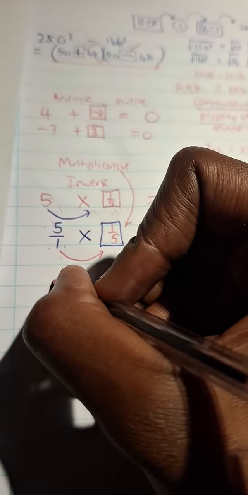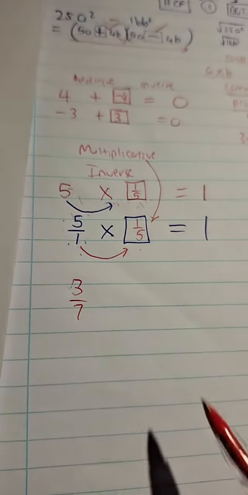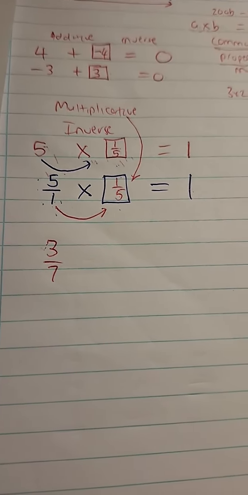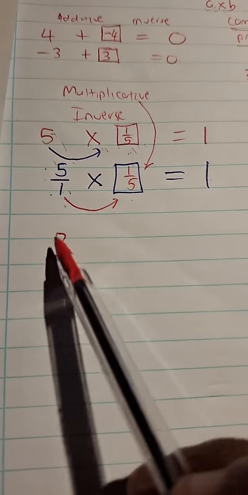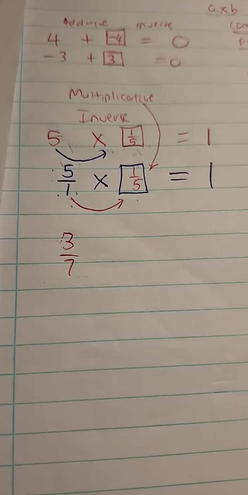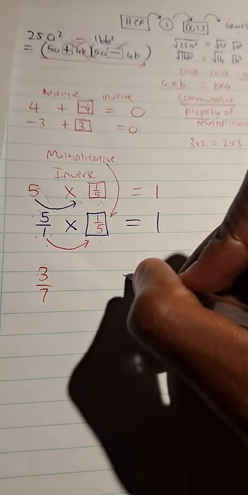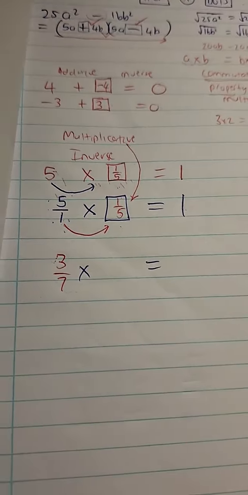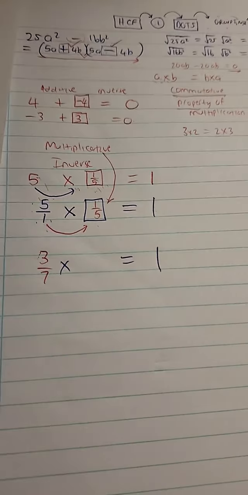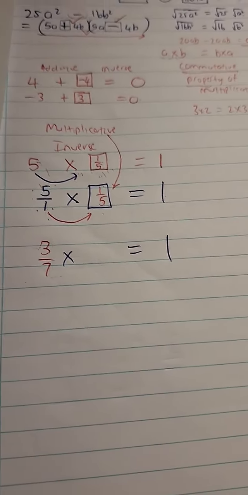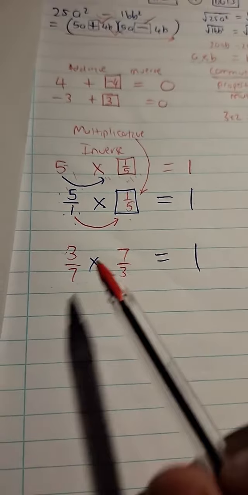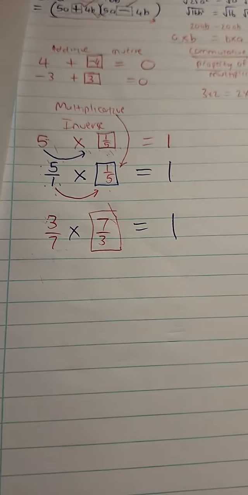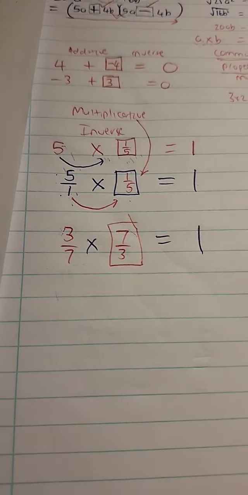If I want the multiplicative inverse of 3/7, what we are asking is, what can we multiply to 3/7 to get 1? Amyoli, you are amazing. The multiplicative inverse of 3/7 is 7/3. All right, you guys get the point.